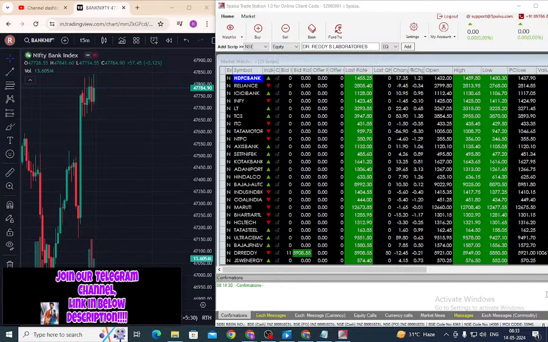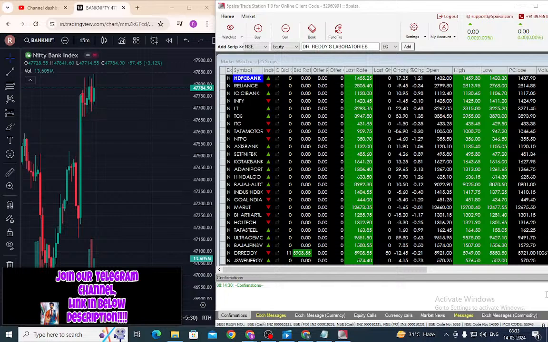Okay, so next pattern is a piercing pattern. The piercing pattern is viewed as a bullish candlestick reversal pattern at the end of a downtrend, or during a pullback within an uptrend, or at the support. Okay, so there are two components of piercing pattern formation. First one is the bearish candle. Next one is a bullish candle.